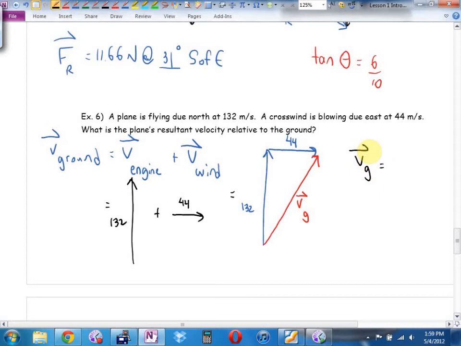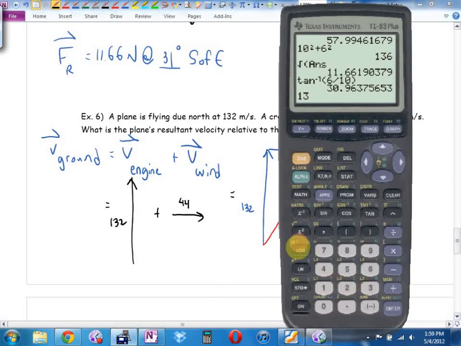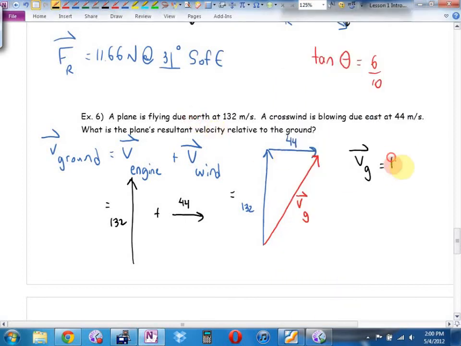How can I find the magnitude? Looks like a job for our old friend Pythagoras. 132 squared plus 44 squared, square root of that. I get 139.1 meters per second at a direction.